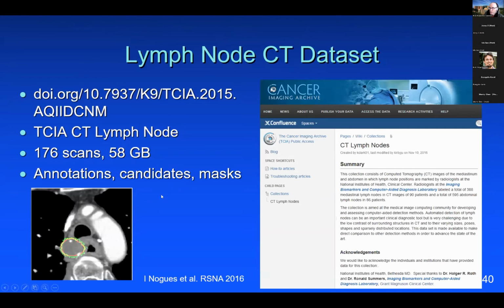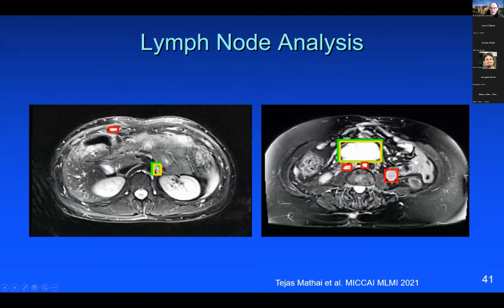We've also publicly released a dataset of cancer patients with enlarged lymph nodes in the chest and abdomen. You can download that dataset in the Cancer Imaging Archive. And we've more recently started working on T2-weighted MRI images and lymph node detection, in these two examples of abnormal lymph nodes shown in these yellow and green boxes detected by an AI system presented by my colleague Tejas Mathai at a MICCAI workshop.